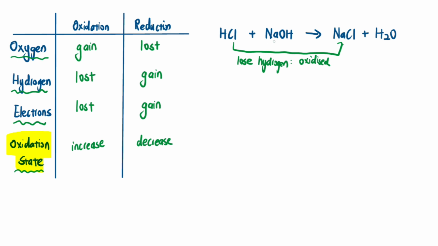Then let's check the sodium hydroxide. When we go from sodium hydroxide to sodium chloride, we see that this sodium hydroxide loses oxygen, which means that it's reduced. And at the same time, it also loses hydrogen. Then based on the definition, it's actually oxidized. However, using this method, we will derive an incorrect conclusion that this reaction is a redox reaction.